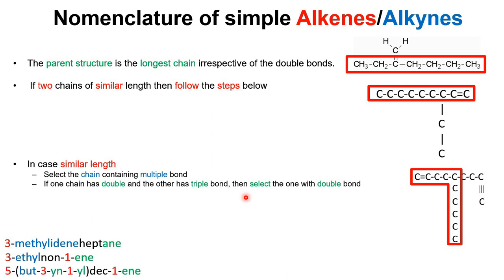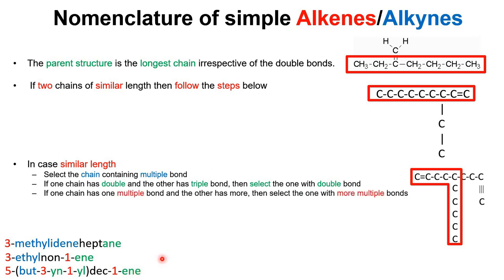The name of this compound will be 5-(but-3-yn-1-yl)dec-1-ene, and this 5 shows the position of the branch. This is our branch in this case. As this is a complex branch, that's why we have enclosed this branch inside parentheses. This 3 shows the position of the triple bond in the branch, and this 1 shows the carbon number of the branch that is attached to the parent chain. This 1 shows the position of the double bond in the parent chain.